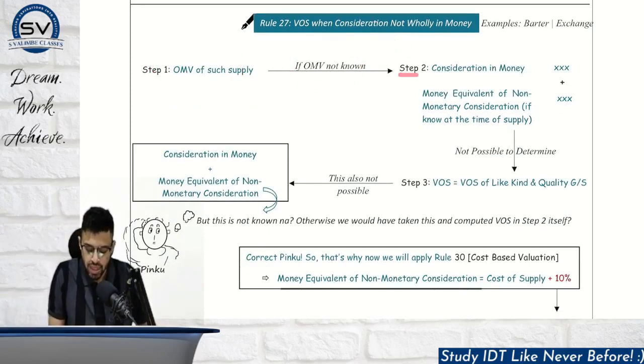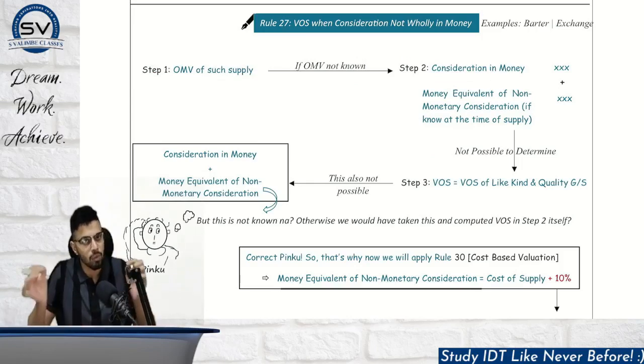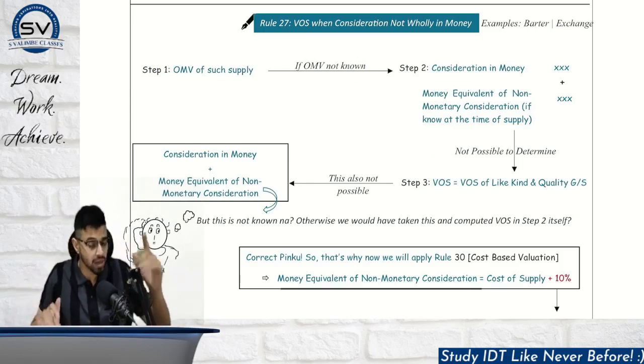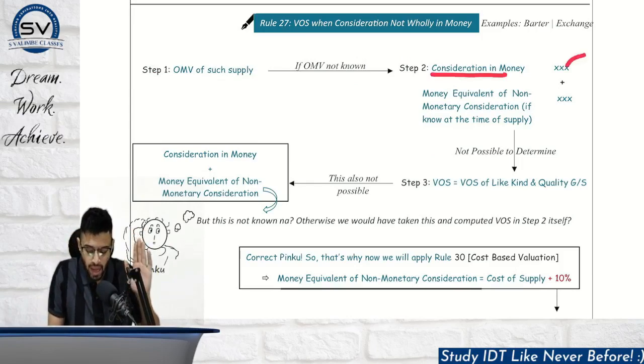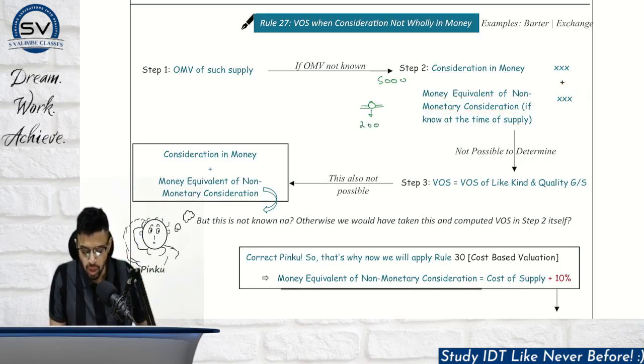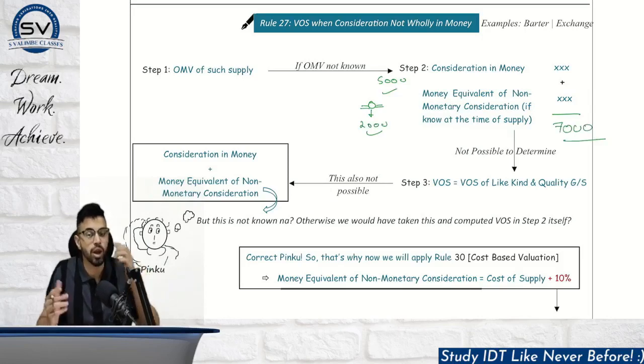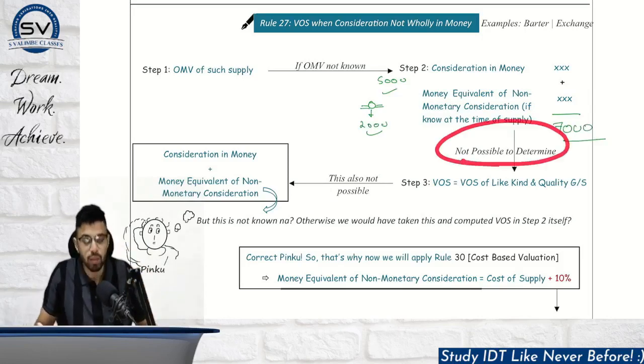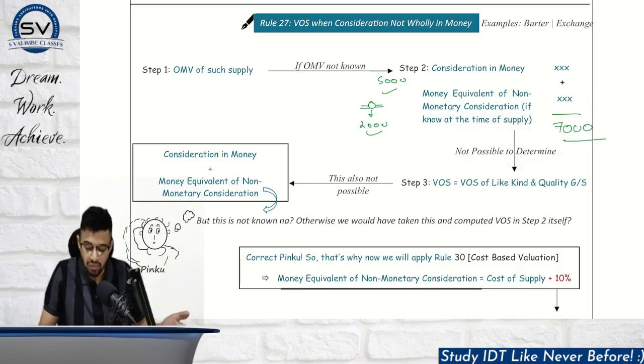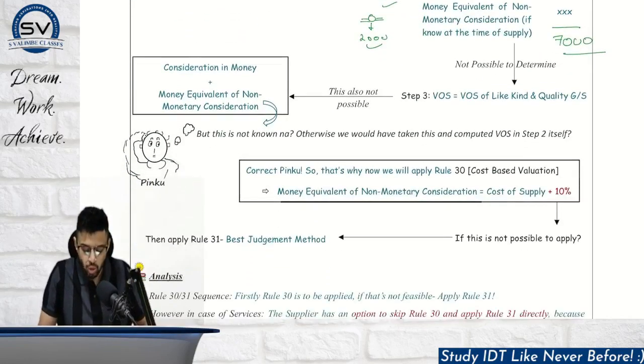Step number 2, you see consideration in money. See, in this particular rule number 27, an amount of money is involved, but it is not wholly in money. So whatever it is in money, you take that and you add money equivalent of non-monetary consideration if known at the time of supply. Let's say along with 5,000 rupees, there is a watch which was given, and this watch is worth, let's say, 2,000. So you add 5,000 and 2,000 and you take 7,000 as the value of supply. This is my priority number 2. But if we are not able to determine even this particular method, step number 2, then you go to step number 3.